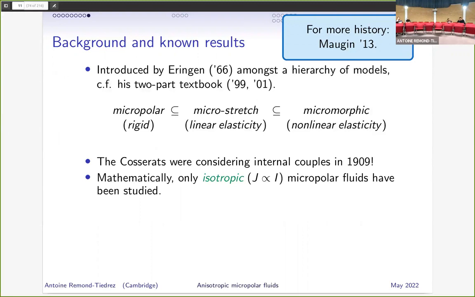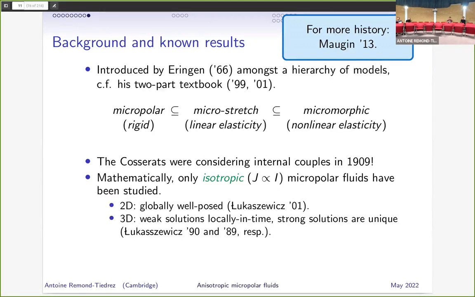Now, when it comes to the math of it, what's very interesting is that only isotropic micropolar fluids have been studied in the mathematical literature. Basically, your rigid bodies are spheres, or maybe cubes, which means the moment of inertia is the same, so inertially the same as a sphere. In this case, you get basically what you would expect for 2D Navier-Stokes: global well-posedness in 2D. This is a lot of work by Lukaszewicz, who was the first to do a lot of this. And then in 3D it's not quite as nice; you get uniquely strong solutions.